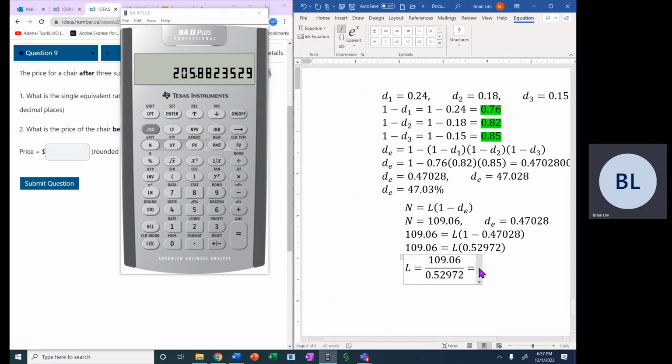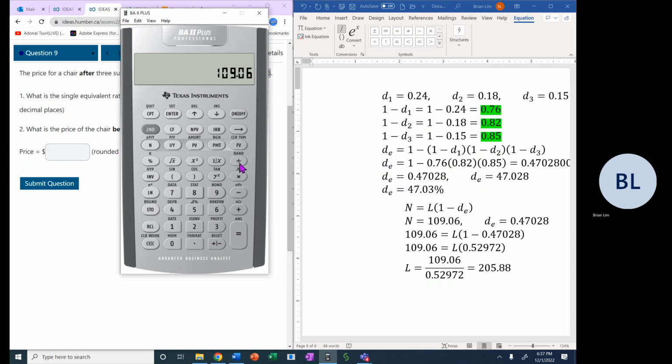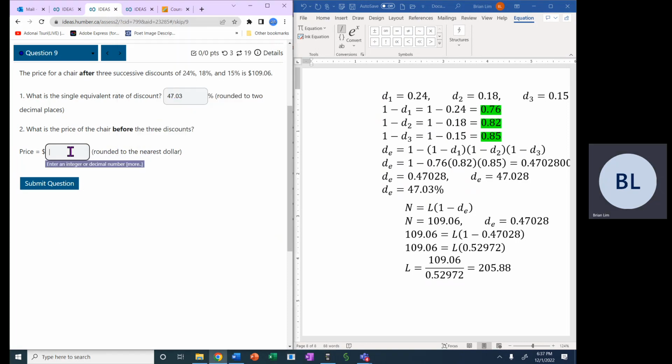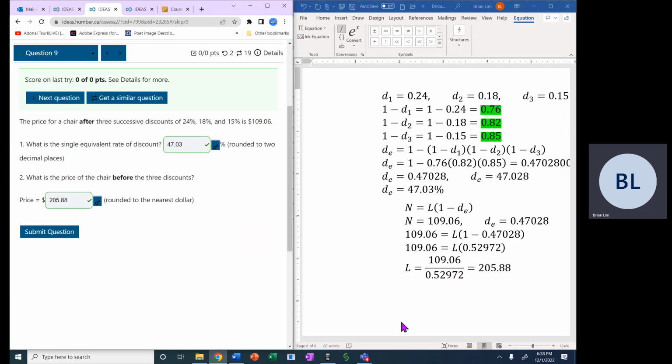205.88. So let's see if that turns out to be the correct answer, 205.88. Or we could have just put 109.06 and divided by 0.52972, and we'll get 205.88. So let's see if that is correct, 205.88. We will submit, and it is correct.